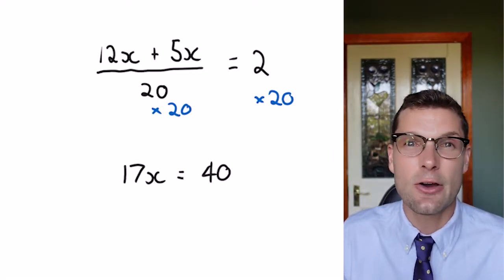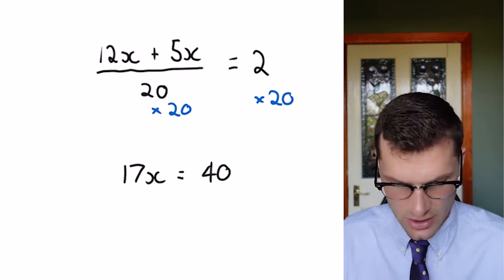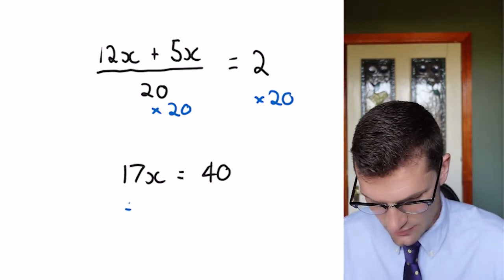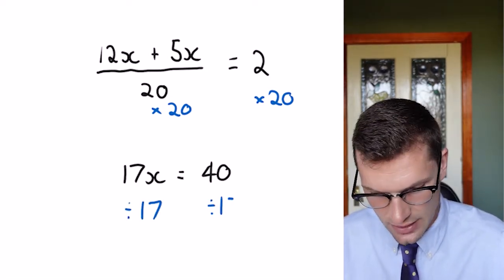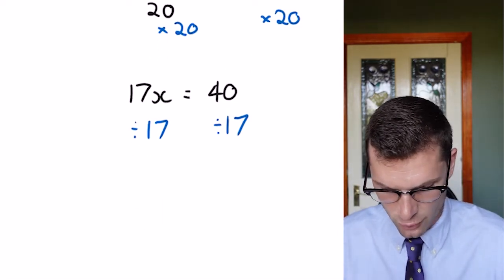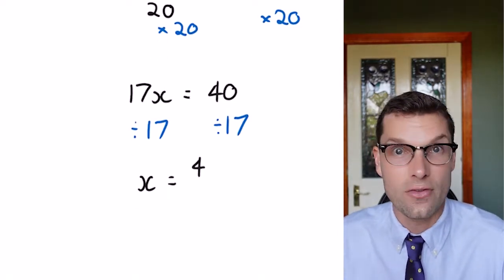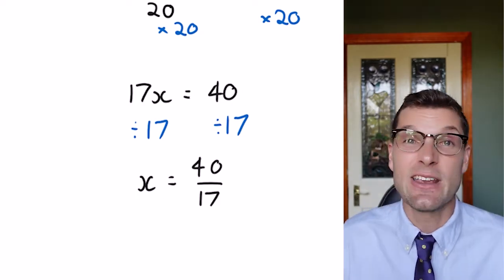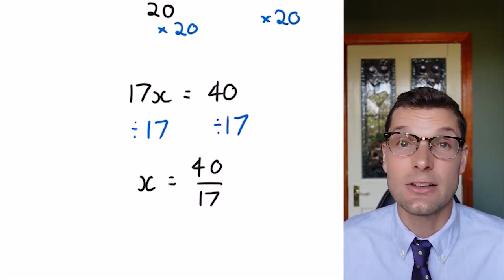Then to get x by itself, I've got to divide 17 by both sides. So divide by 17, which leaves me with x is equal to 40 over 17. And we can just leave it in that fraction. That's all we've got to do.